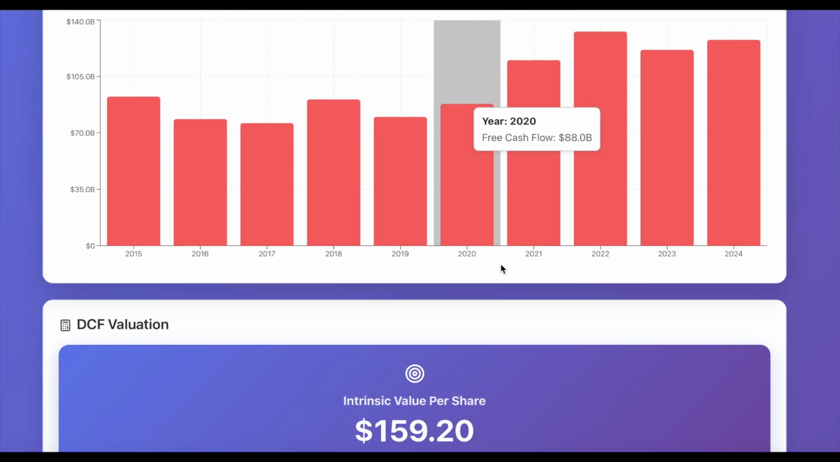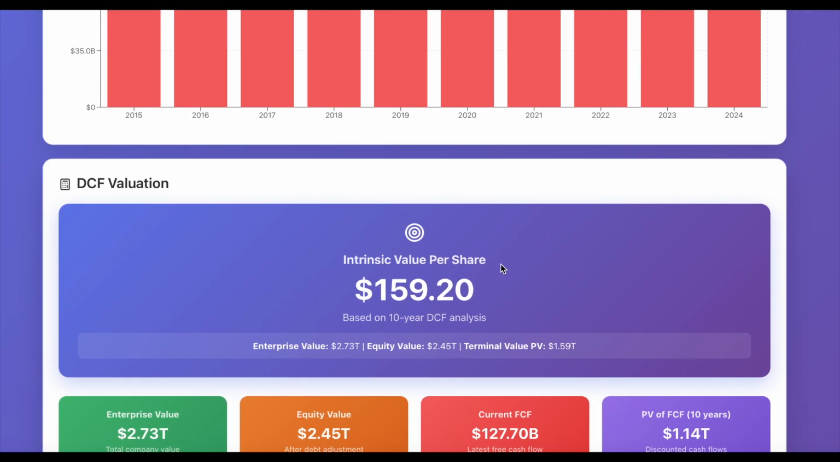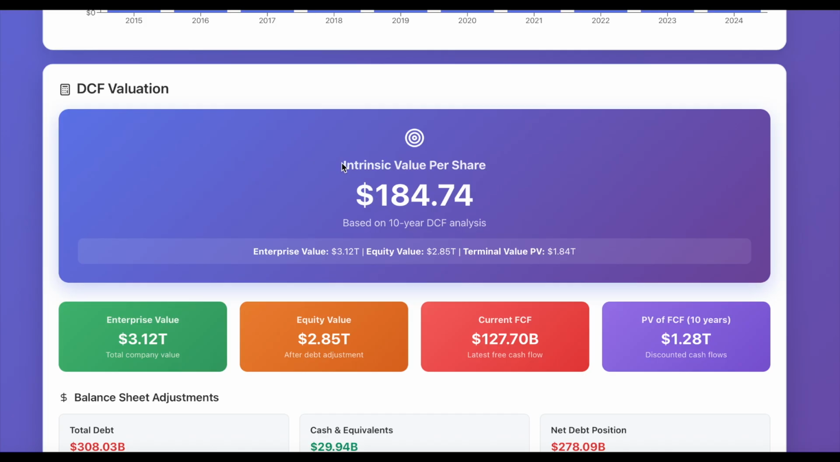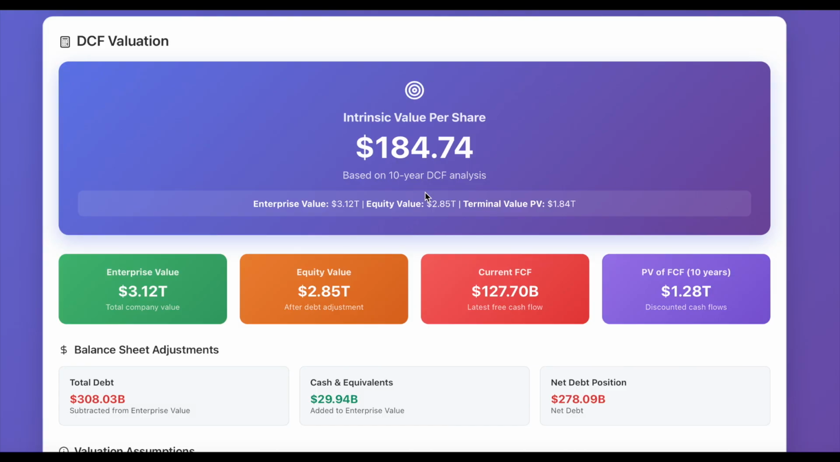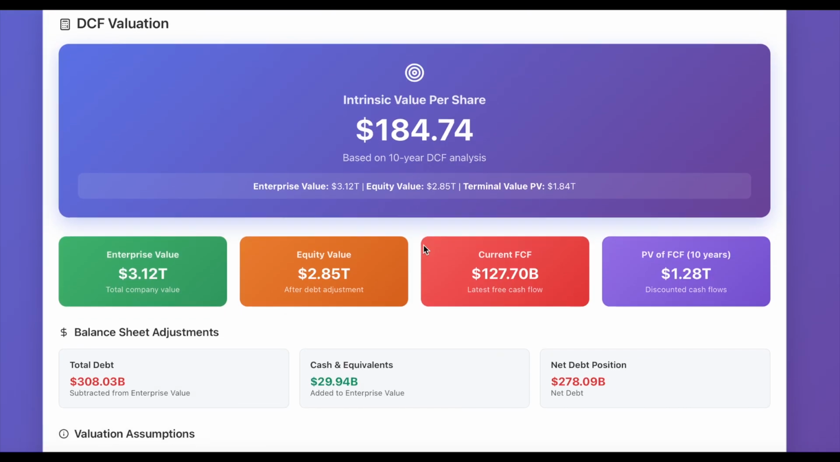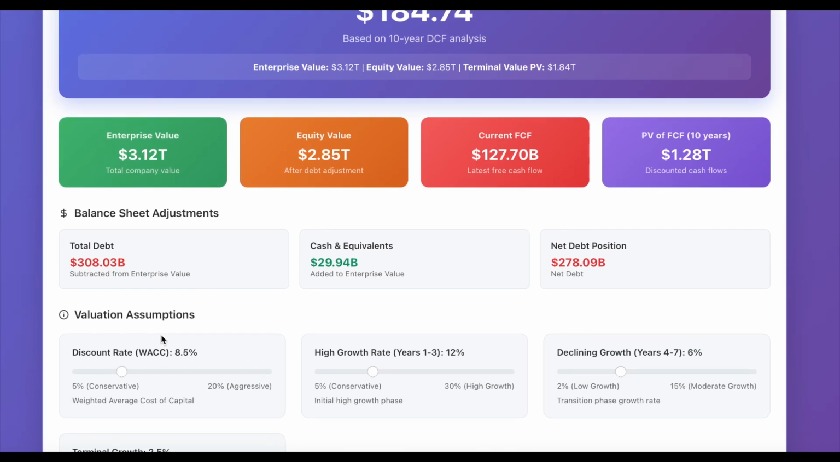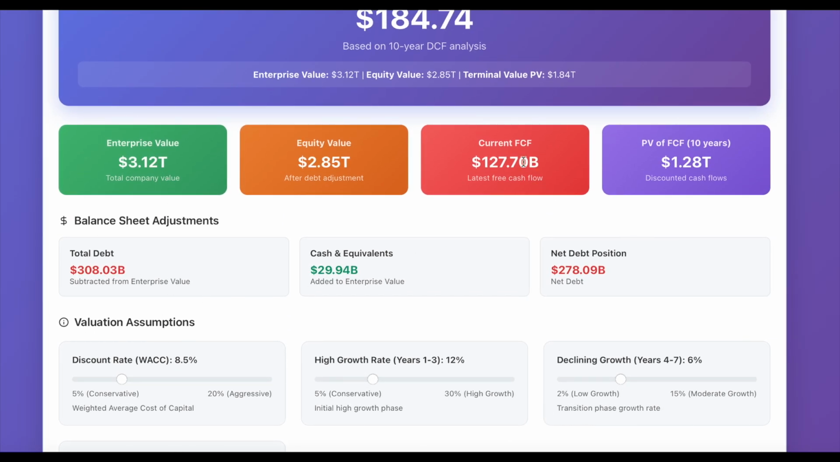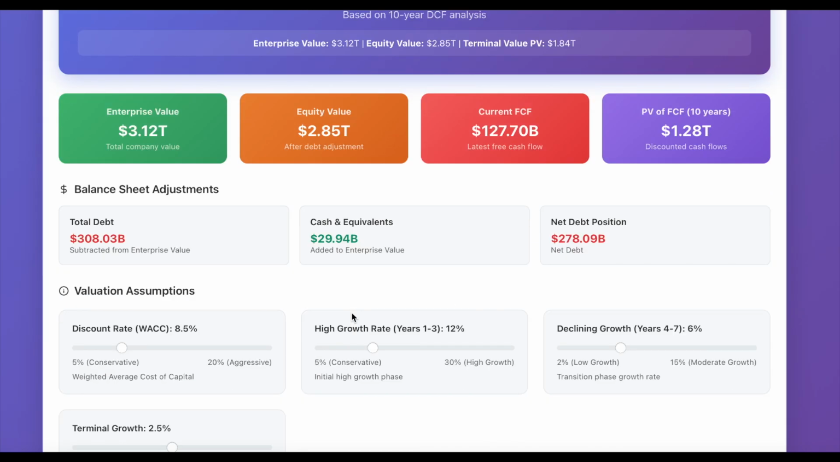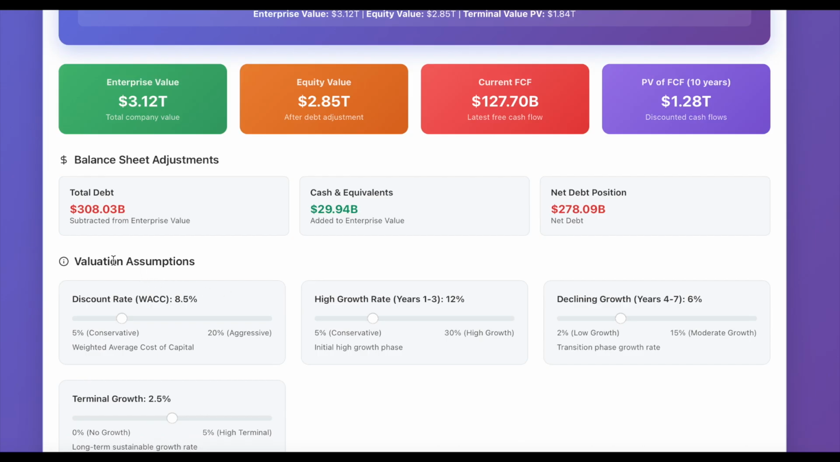And if you scroll further down, we get to the discounted cash flow valuation of the company. At the moment, the intrinsic value of the company based on the discounted cash flow valuation is $184, which is based on a 10-year discounted cash flow analysis. To find out what assumptions are being used to generate this figure, we can just scroll down to the valuation assumptions section. So there is a lot of more information here which will obviously change based on the assumptions. And there's also useful balance sheet information here. All you really need to do in this website is just to amend the valuation assumptions.